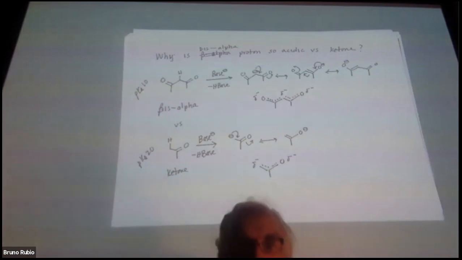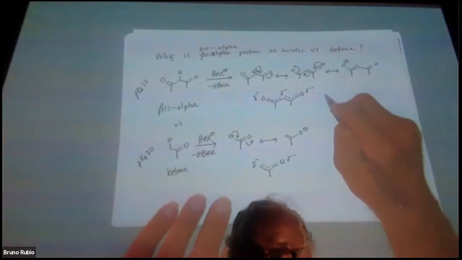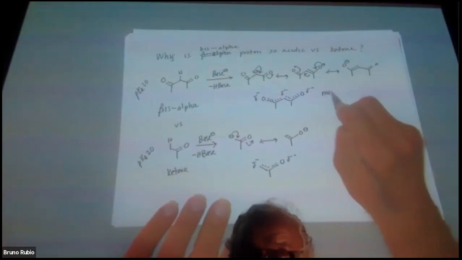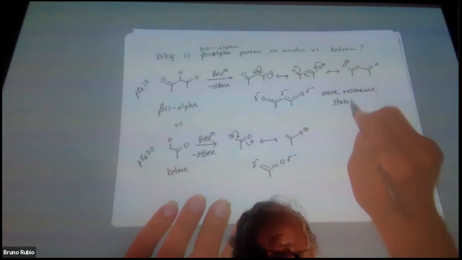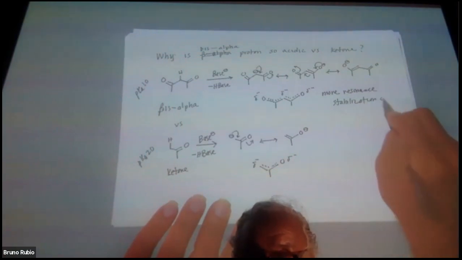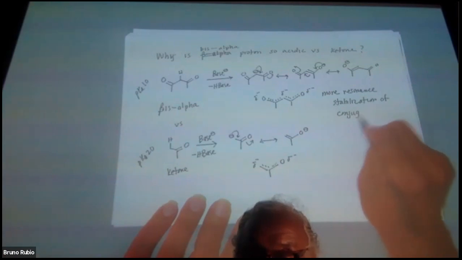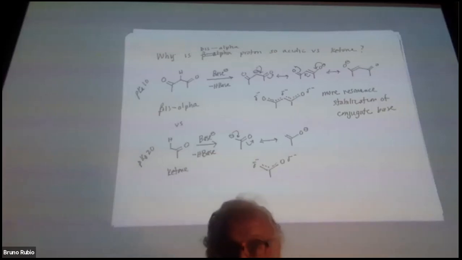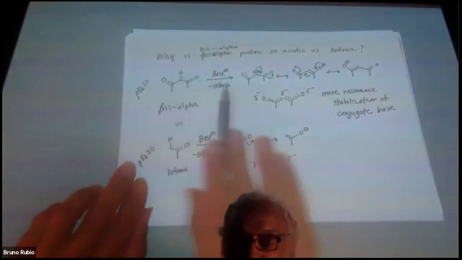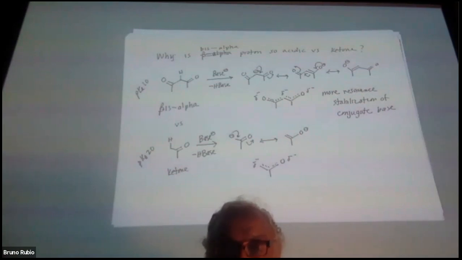So the reason the bis alpha proton is so much more acidic than the ketone proton is more resonance stabilization of the conjugate base. The molecule wants to enjoy resonance. It wants to be stabilized so that when this proton is removed, it creates something that has a lot of resonance forms, a lot of resonance stabilization. So it wants to do that. It wants to be able to enjoy resonance.